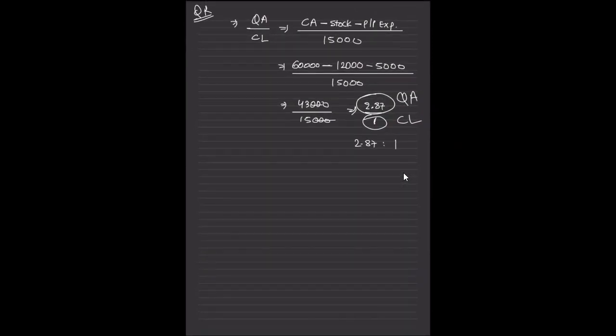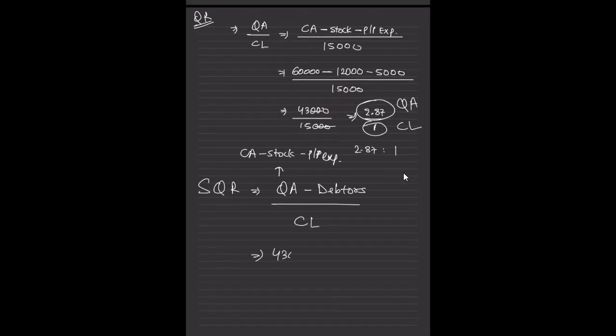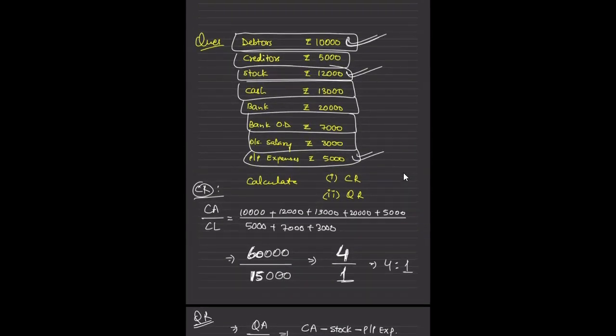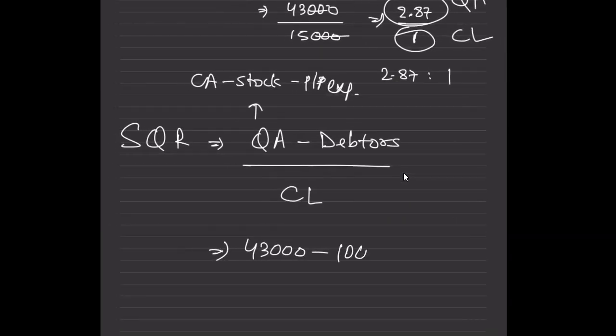So in the same example which we have done right now, let us try to calculate the super quick ratio. Super quick ratio: this would be your quick assets minus debtors. For quick assets, we have already deducted the stock and prepaid expenses. We just need to deduct more what? Debtors. So quick assets minus debtors divided by your current liabilities. My quick assets were coming to be 43,000 and my debtors in my question were 10,000 rupees. So this would be 43,000 minus 10,000, and my current liabilities were 15,000.